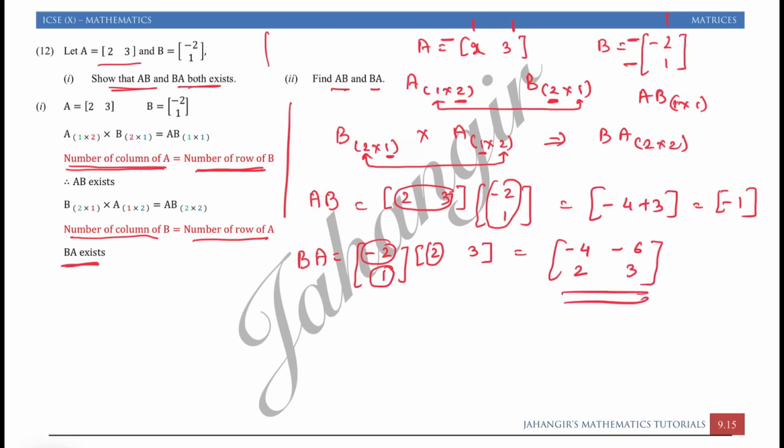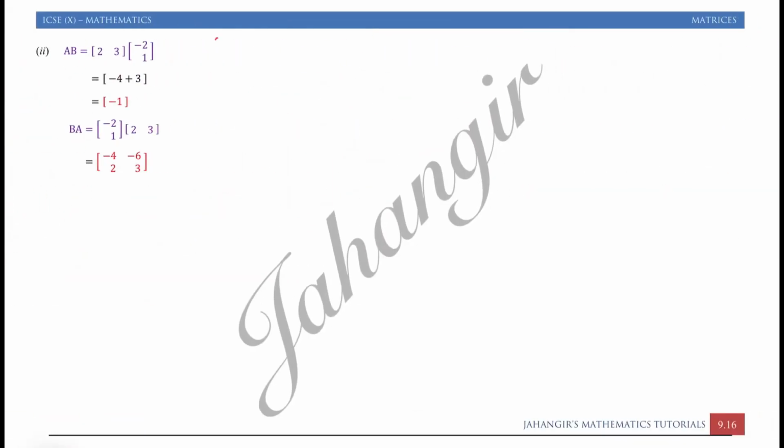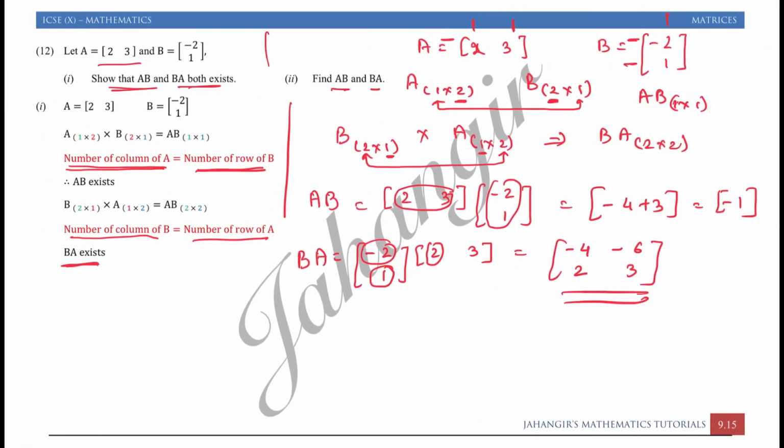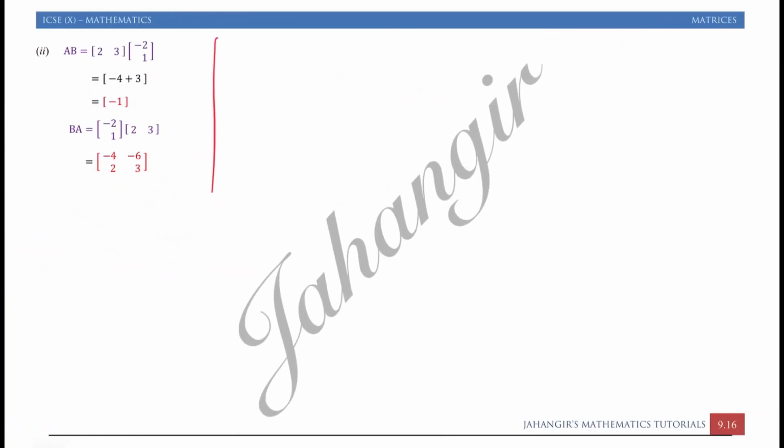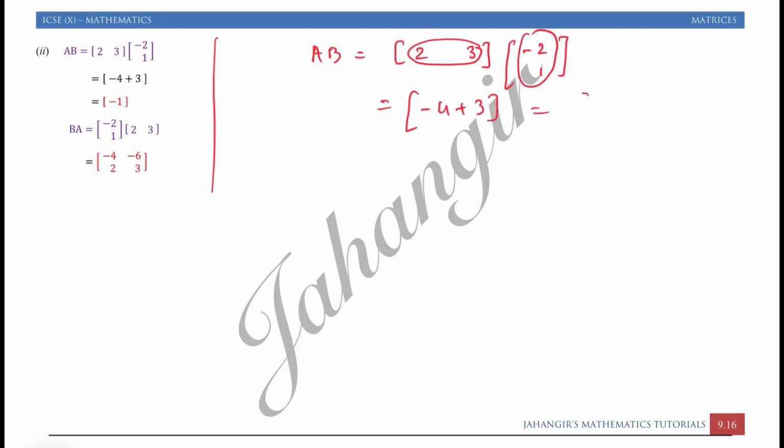Here we got AB and BA. Let's check the answer: [[-4, -6], [2, 3]]. So it's correct. Pause the video and go through it. If you don't understand, just watch the video again. It's very simple. AB is, again I will explain, [2, 3] into [-2, 1]. First row and first column. We have one column and one row, so this can be easily multiplied. Minus 4 plus 3 is equal to minus 1.